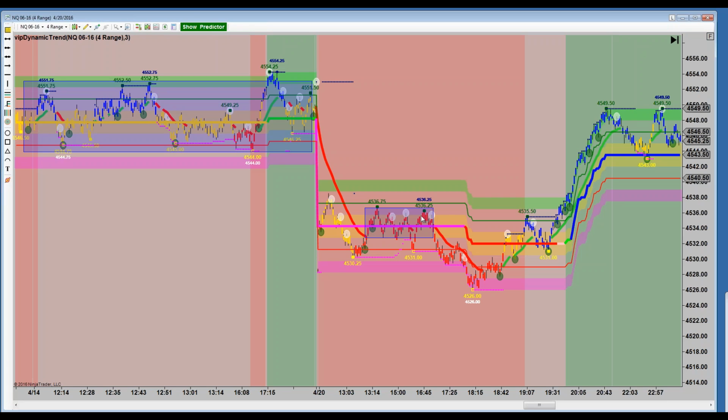Now, many traders don't like to trade ranges. Show of hands, how many of you like to trade ranges? How many don't like to trade ranges? Just type in a Y for yes, I like to trade them, N for no, I don't like to trade them.